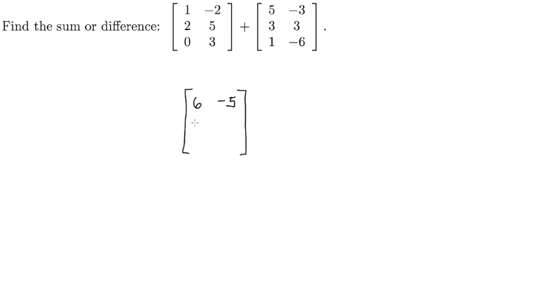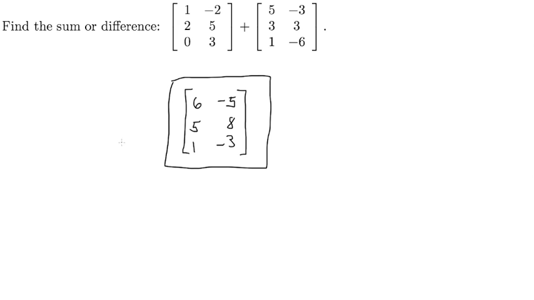2 plus 3, that's 5. 5 plus 3, that's 8. 0 plus 1 is 1. And 3 plus negative 6, that's negative 3. So that's it. That's what the sum matrix looks like. So that's a slightly more complicated one, but these are all meant to be very quick, very simple problems, so long as you keep your cool and you realize exactly what you need to do for these.